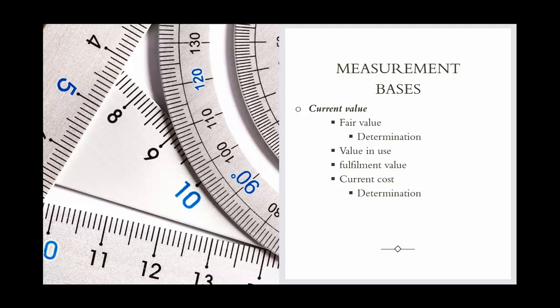Example: imagine you own a piece of land. To find its fair value, you look at similar pieces of land being sold in the current market. If similar plots are selling for $100,000, then the fair value of your land would also be around $100,000. This is because that's the price others in the market are willing to pay for such land.